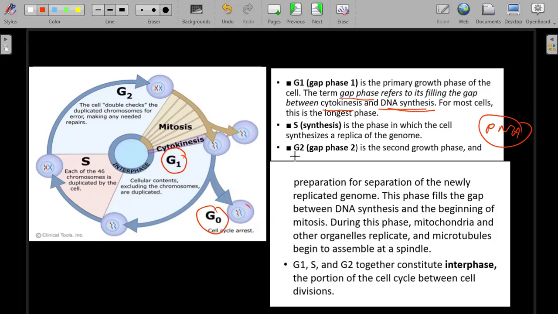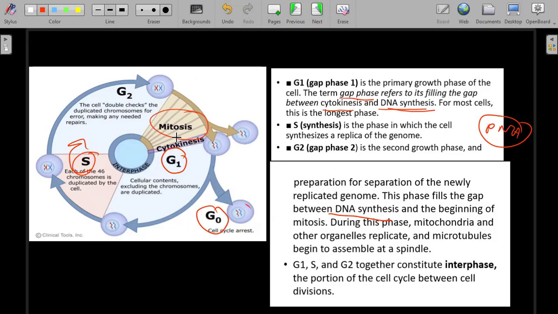Then from the S phase, you go into the G2 phase. In this G2 phase, your cell is going to prepare itself to undergo mitosis. Again, in this phase you have the filling of the gap between your S phase, which is the DNA synthesis, and the beginning of your mitosis.